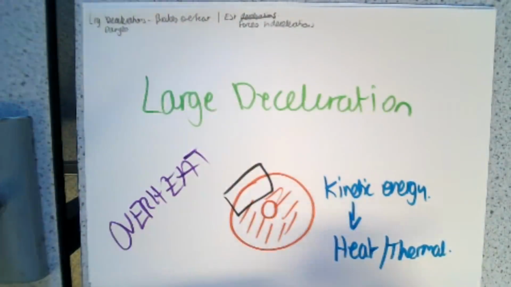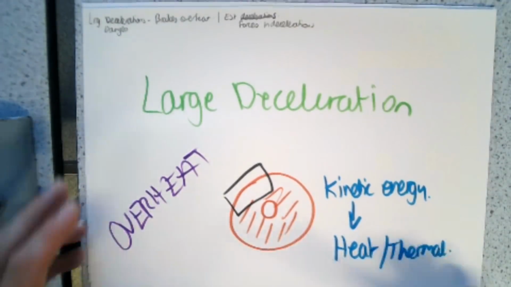overheat. If they overheat, they are less effective. Okay, so that means they will not be as effective as normal brakes, so it will take you longer to come to a stop. So that is one of the biggest dangers of large decelerations.